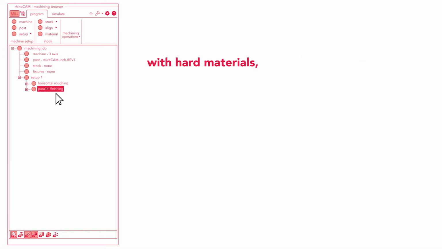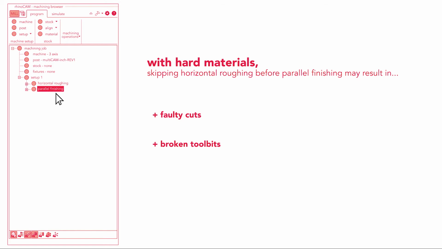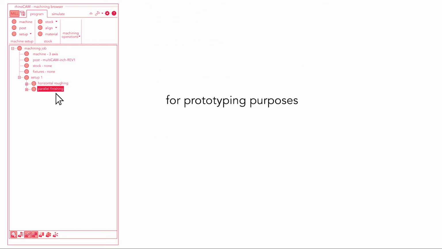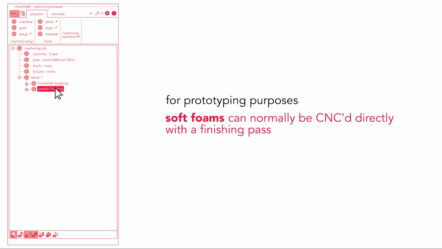With hard materials, skipping horizontal roughing before parallel finishing may result in faulty cuts, broken tool bits, and the stock being flung from the CNC bed. For prototyping purposes, soft foams can normally be CNC'd directly with a finishing pass. However, you should always consult a lab technician to be sure.